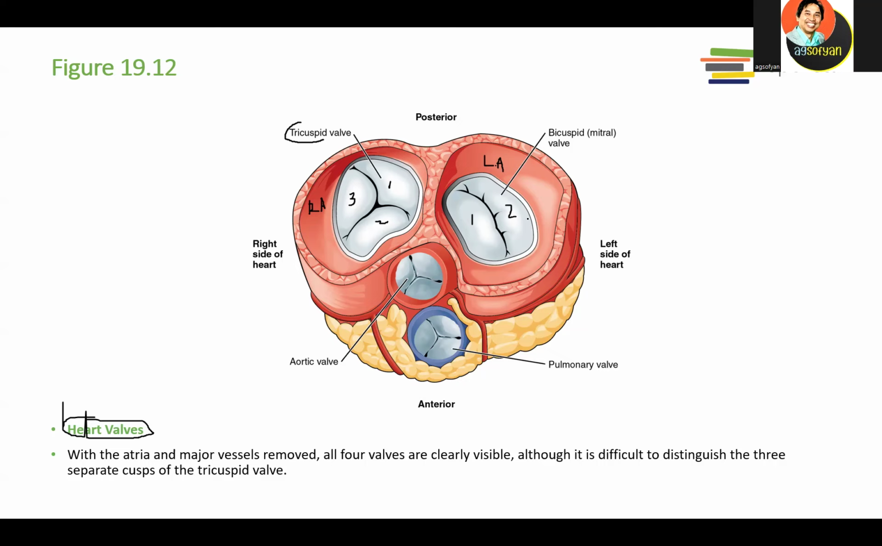Now look at this. This is from the left side, the left ventricle, and this is the aorta. Aorta is the biggest blood vessel that we have. The one that carries the blood to the whole body is the aorta. Therefore, the valve between the left ventricle and aorta is called the aortic valve.